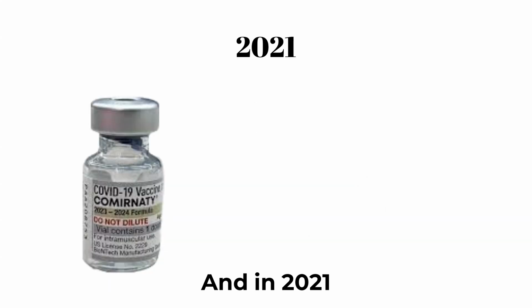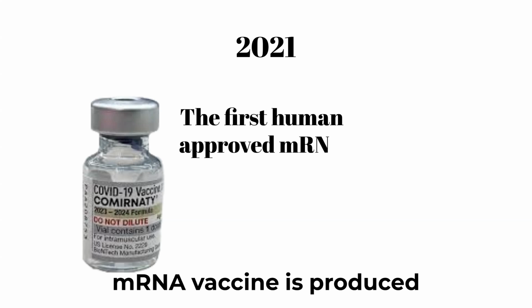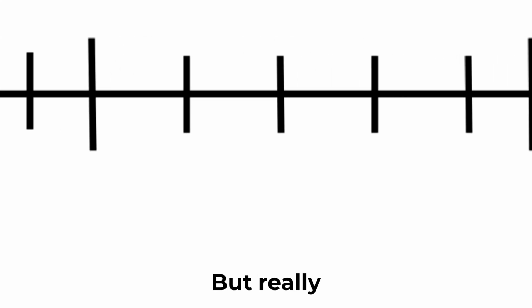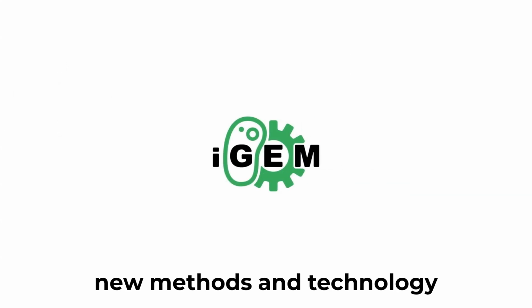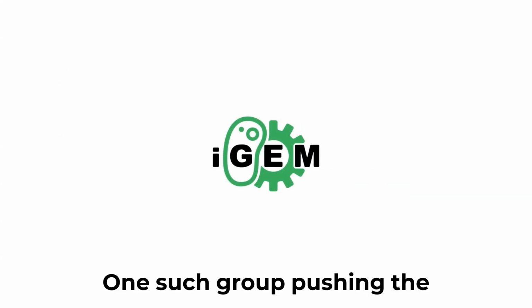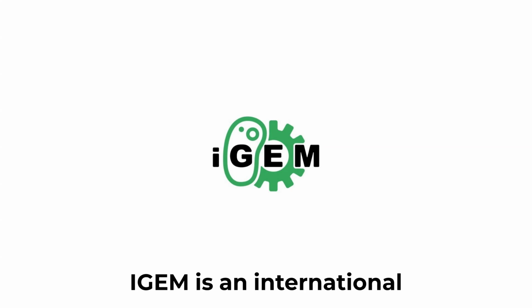And in 2021, you probably recognize this one, the first human-approved mRNA vaccine is produced in under a year, a record-breaking achievement. But really, it's only the beginning, as new methods and techniques further the possibilities of the future. One such group pushing the envelope is iGEM.